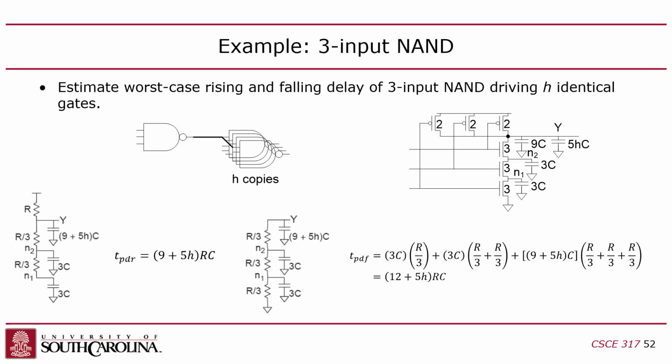Well, there's 3 inputs. Each input is driving 2 transistors. And then remember that the sizes are 2, 2, 2, 3, 3, 3. So the capacitance of the input, what is that? It's going to be, let's go back to the other diagram. It'd be easier that way.